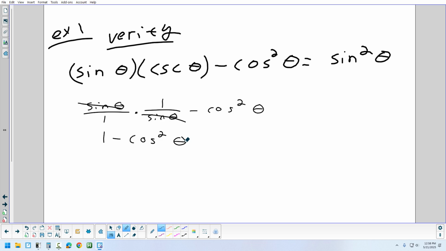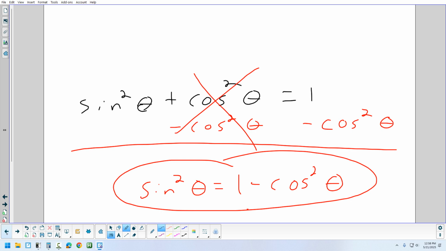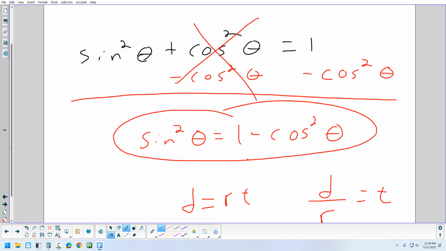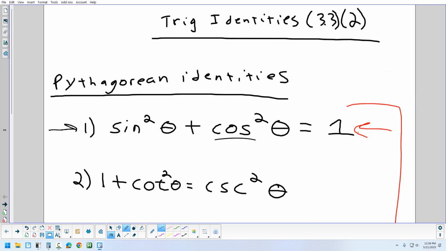Now we have to look up what 1 minus cosine squared is. We did it right there, the first one. 1 minus cosine squared equals sine squared. So we can change what we just wrote down to that, because they're the same thing. Any question why 1 minus cosine squared equals sine squared? It comes from this formula right here, just moving cosine squared to the right side.